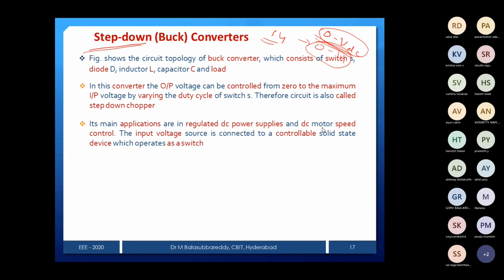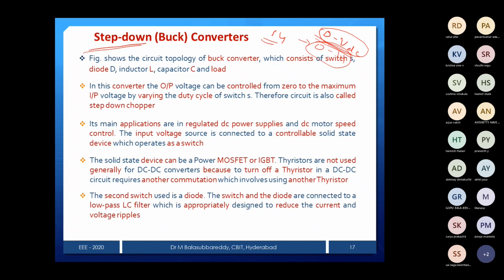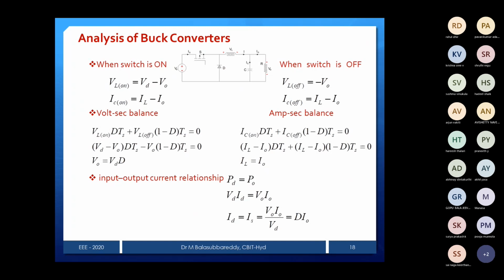That is the statement. The main application is in DC power supplies. In our lab also, regulated power supplies will be there. Another is DC motor speed control. The input voltage source is connected to a controllable solid state device. Because of this switch, you are able to control the output voltage. It may use a MOSFET or IGBT, but preferably we don't use thyristors, because turning off a thyristor is complicated. That's why we generally don't use that type. And we are also using it as a filter, to filter out the ripple and harmonics.